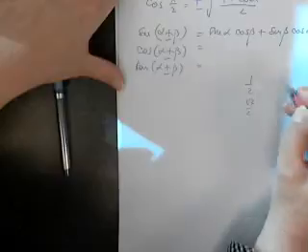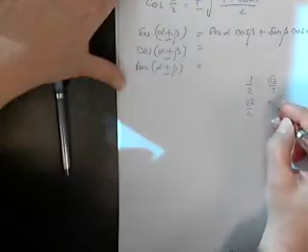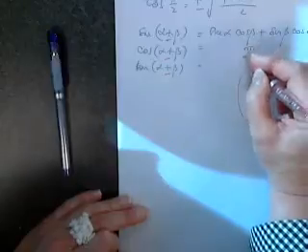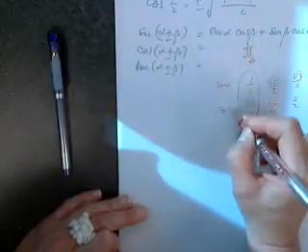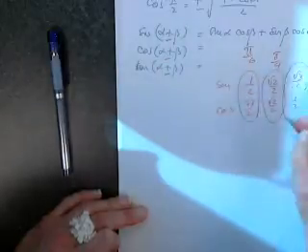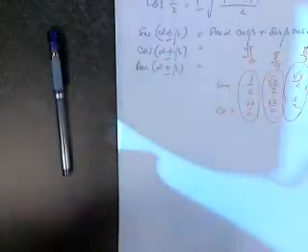1/2, the square root of 3 over 2, the square root of 2 over 2, the square root of 2 over 2, and the square root of 3 over 2, and 1/2. This is for pi over 6, of course, sine and cosine. This is for pi over 4, of course, sine and cosine. And this is for pi over 3.